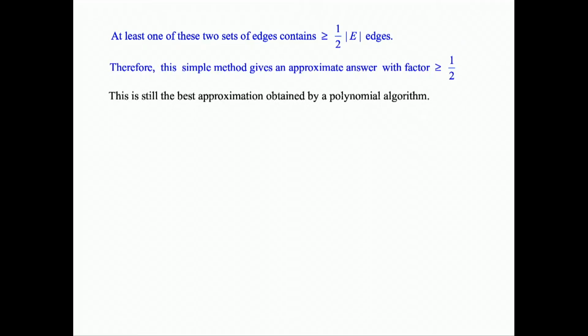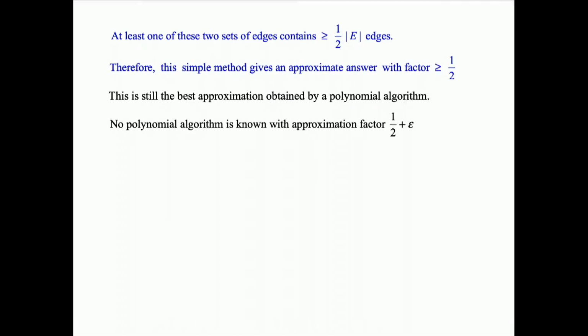So we make some enumeration, and we take one of the 2 sets of edges. And one of them, of course, will contain at least half of the edges. And surprisingly enough, this simple algorithm is still not beaten. So this is actually the best known algorithm, at least theoretically. Nobody has come up with an algorithm which has theoretically an approximation factor bigger than 1/2.